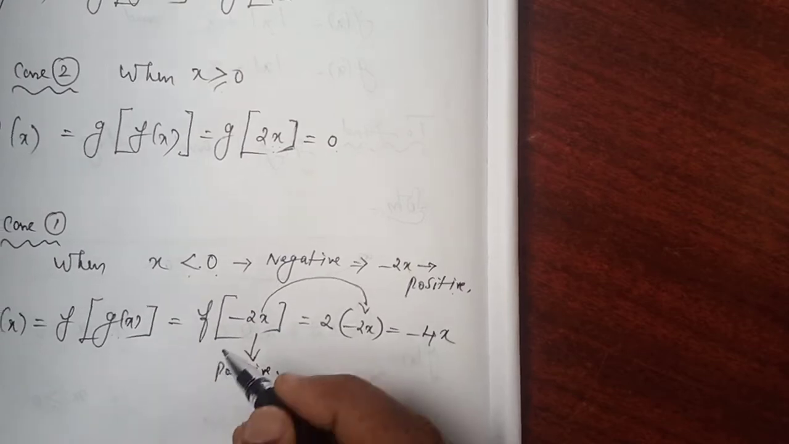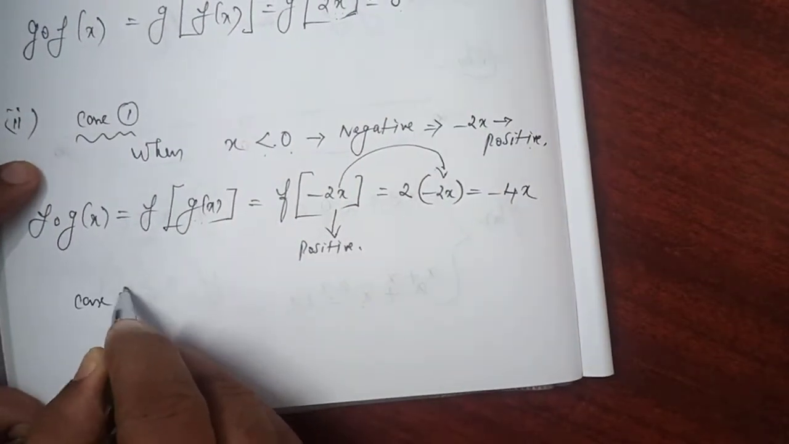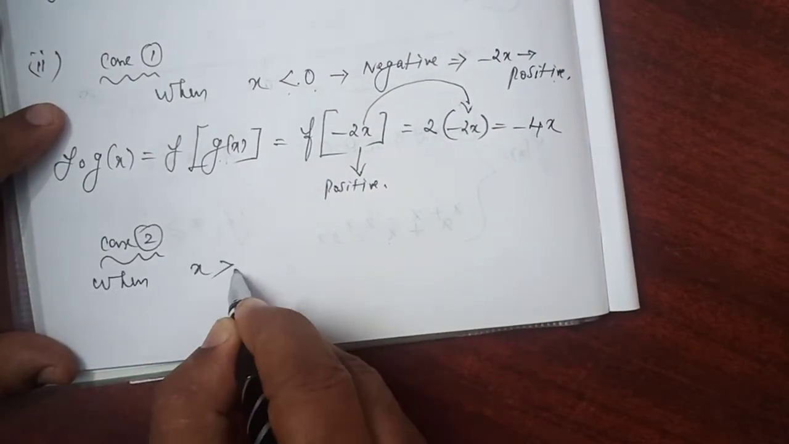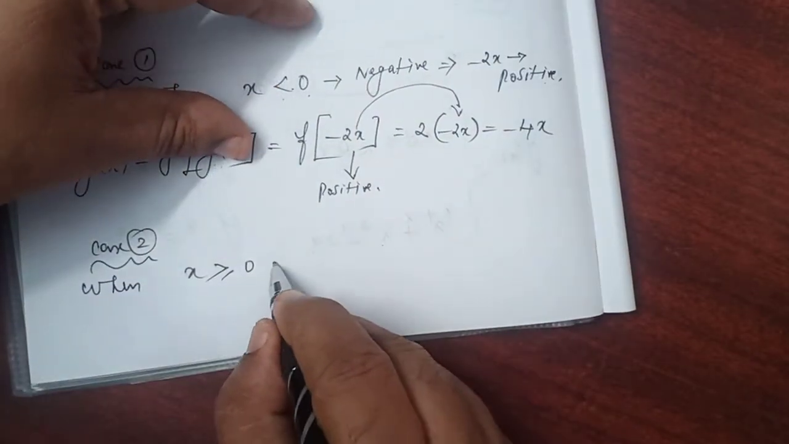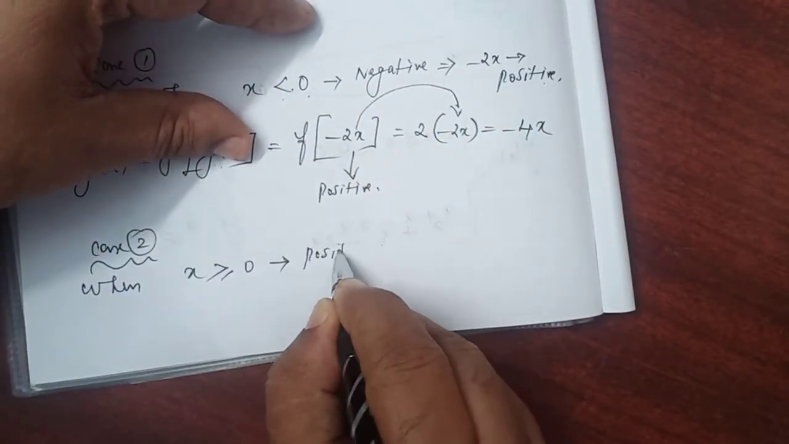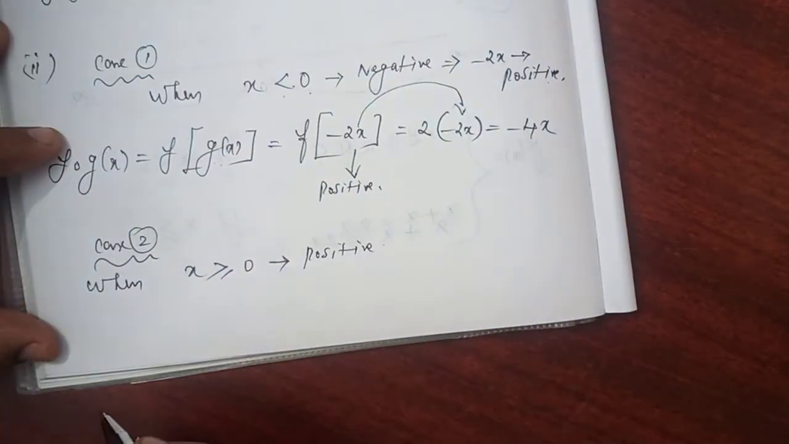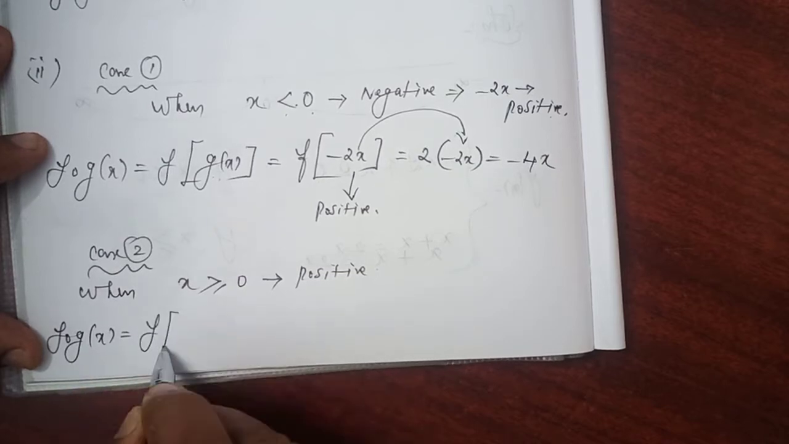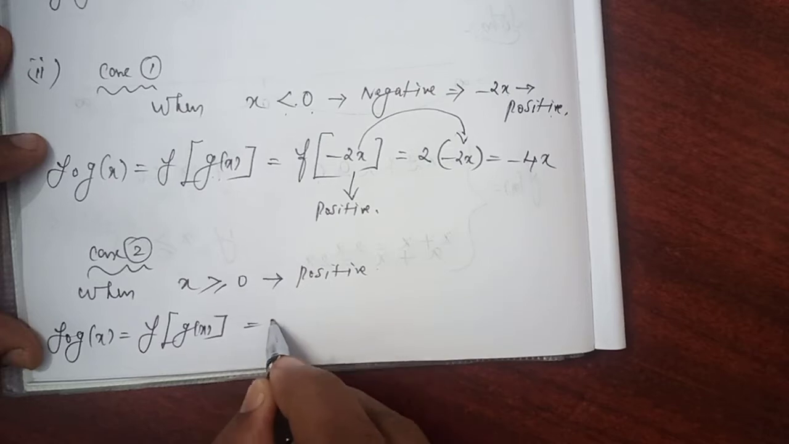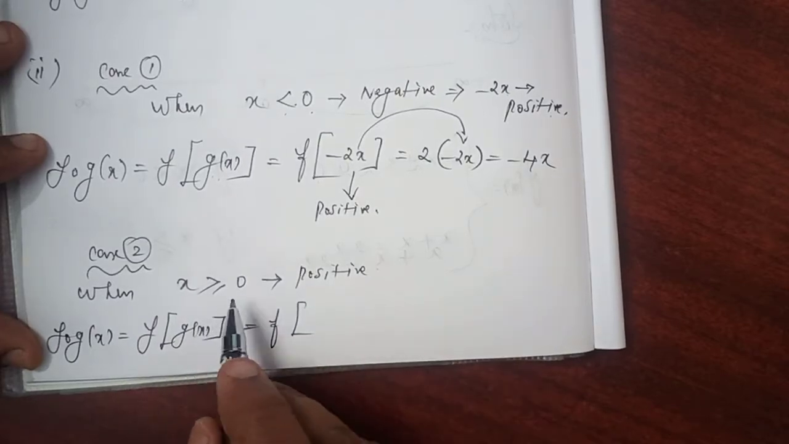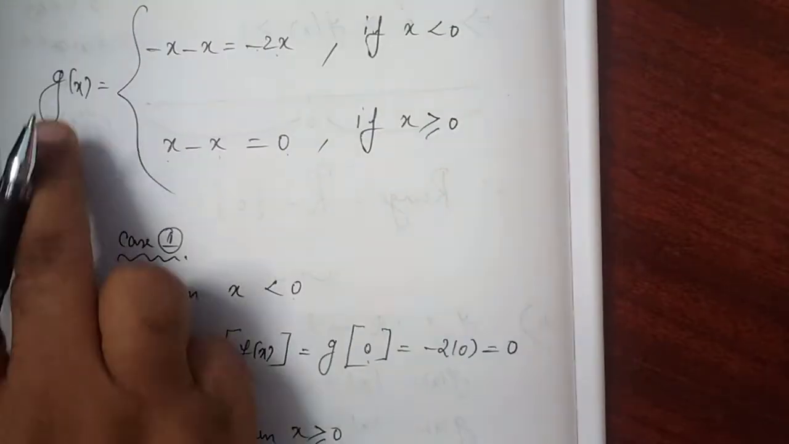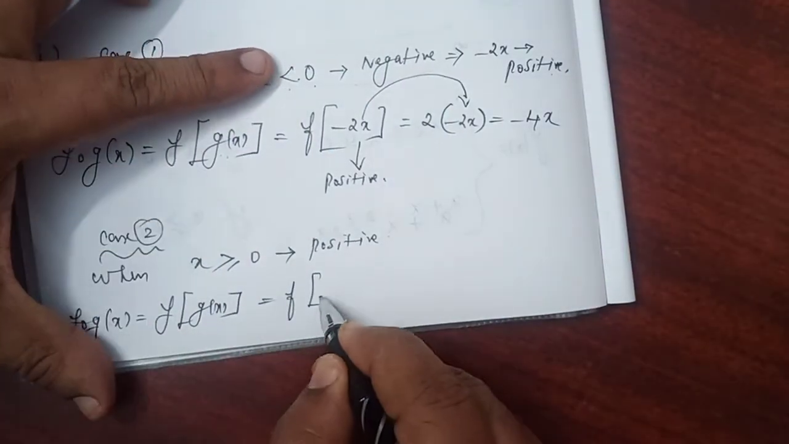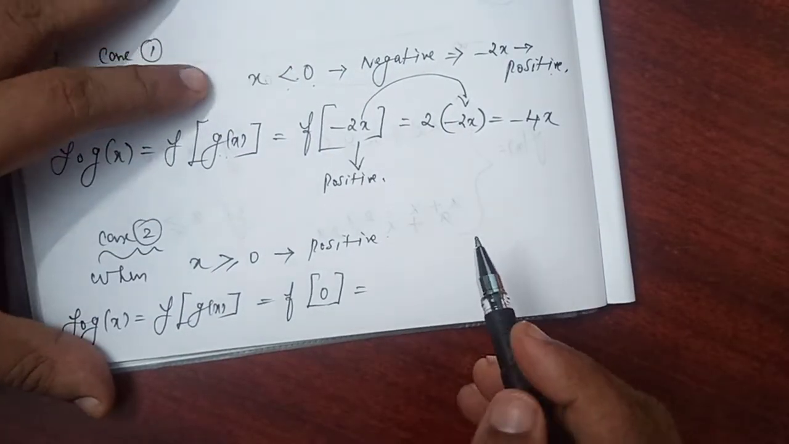Now case number 2. When x is greater than or equal to 0, which means positive. Now I am going to find f dot g of x, that is equal to f of g of x. For greater than or equal to 0, g of x, what is the value? 0. You can replace g of x by 0.